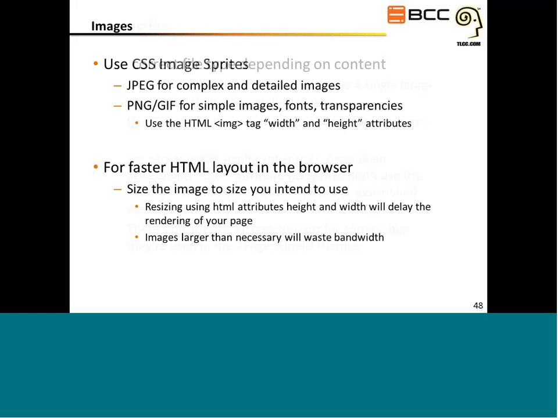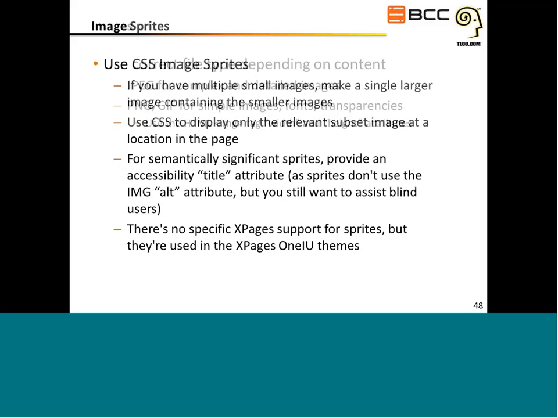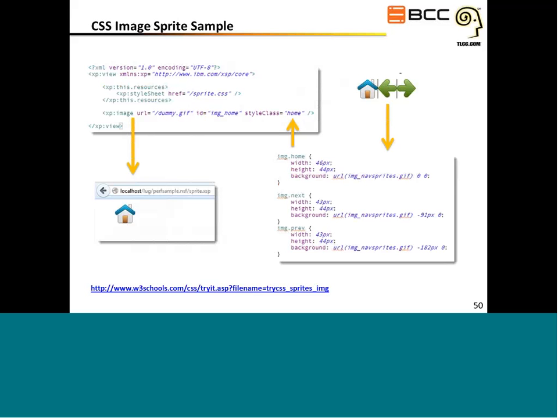Also, think about using CSS sprites instead of single images. If you have multiple small images, put them together into one bigger image. This is a sprite image, and the corresponding CSS only displays the relevant subset of the image at a location in the page. There's no support in XPages itself, but the One UI theme uses a lot of these sprite images. So here's how it basically works. We have a sprite image, which consists of 3 single images.